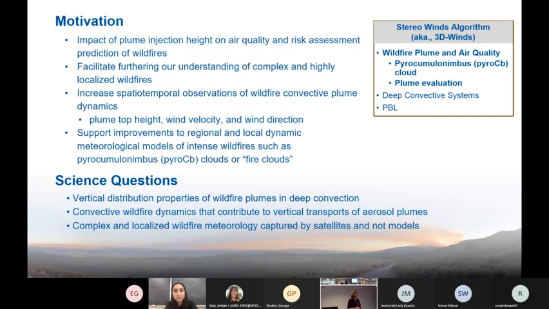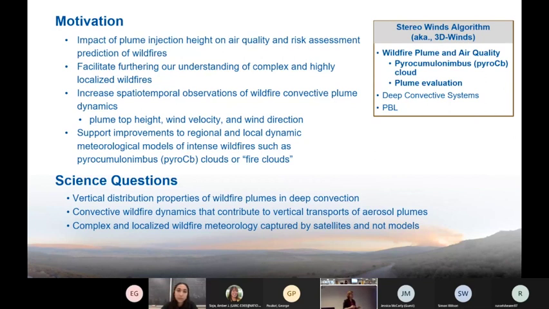And we're using what we call the stereo winds algorithm, or also referred to as the 3D winds, to detect the wildfire plume height and wind speed. We can detect U and V components as well. And we can also see the planetary boundary layer of the clouds around. And this algorithm, I'd like to point out, is a geometric-based algorithm. So it's not an atmospheric-based algorithm.